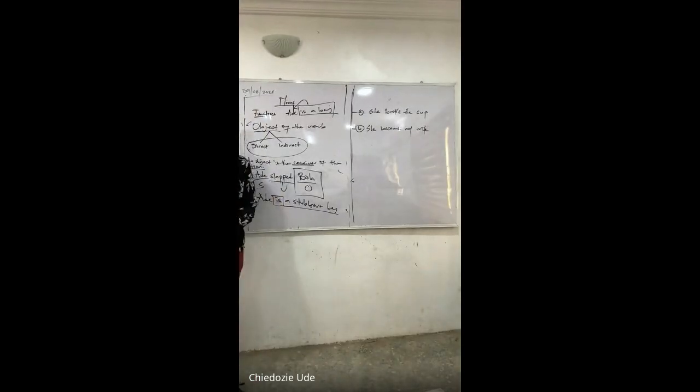Which one has an object? Rachel, which of the examples has an object? Is it she broke the cup or she became my wife?